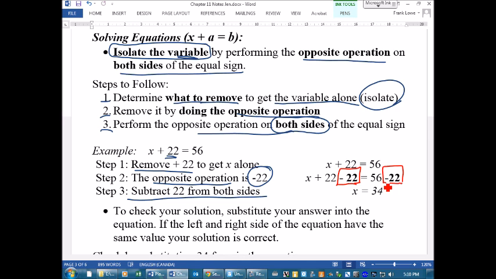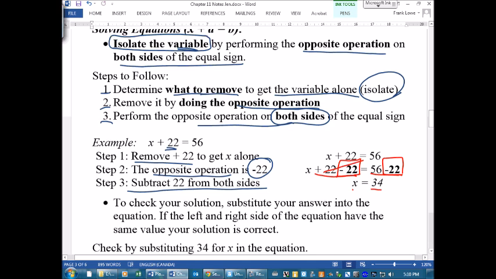Now, whenever you have positive 22 and then you subtract 22, this cancels right out, right? And then all you're left with is x on that side. You go 56, take away 22, we get 34. That's how you do it.